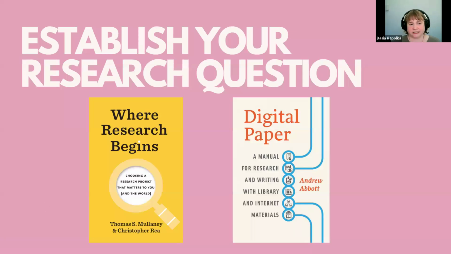I think Where Research Begins is super useful for turning a vague interest into a research question, and Digital Paper is more practical. It gives you steps for what questions am I going to ask? Where am I going to ask them? And how am I going to keep track of my research as I'm doing it?